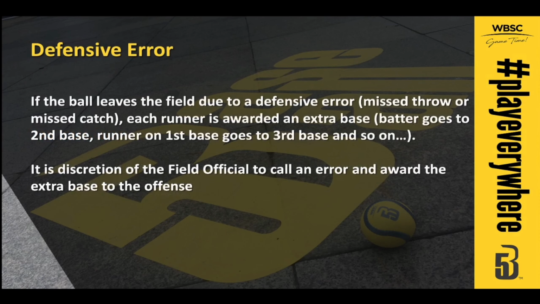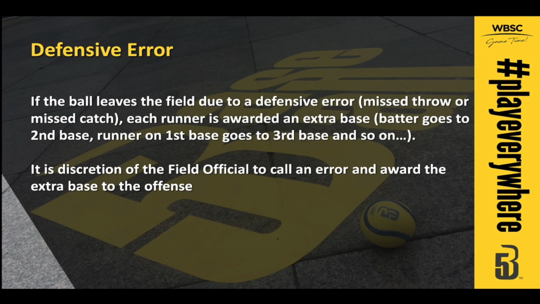Now we will look at defensive errors. And if the ball leaves the field due to a defensive error, which is defined as a missed throw or a missed catch, each runner will be awarded an extra base. The batter goes to second base, the runner on first base goes to third, and so on and so on.